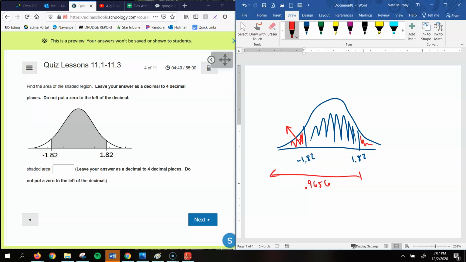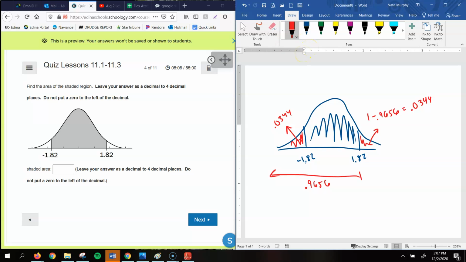So from the left of 1.82, if that's 0.9656, and if everything under the line is 1, to figure out what this piece is, I would take 1 minus 0.9656. When you do that, you get 0.0344. And so this piece is 0.0344. That means this piece over here is the same, 0.0344. And I don't want to include that with that blue shaded region. We want to remove it.